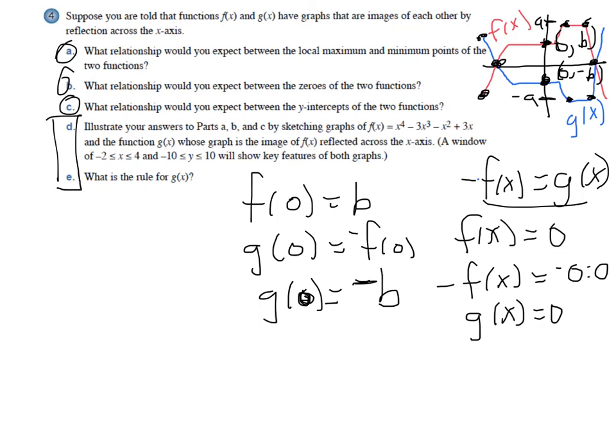What I'd like you to do now is complete D and E by sketching a graph of f of x, reflecting it over the x-axis, and sketching a graph then of g of x, and writing the rule for g of x.